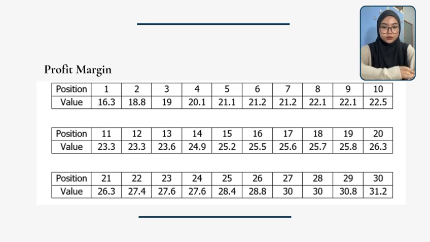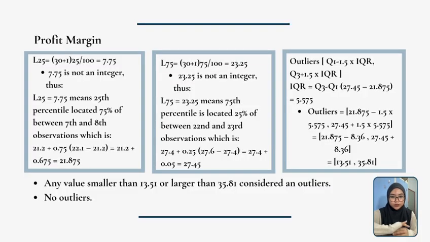These are the position and value that I got from part 2 for profit margin. These are the calculations for percentile for profit margin. So after I got the answers for L25 and L75, the next part will be the outliers, same as the production cost. The outliers that I got for profit margin are 13.51 and 35.81.